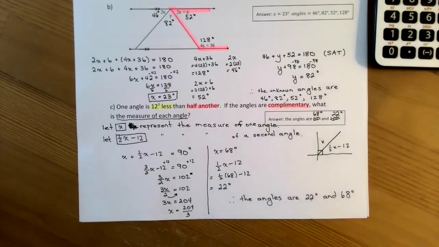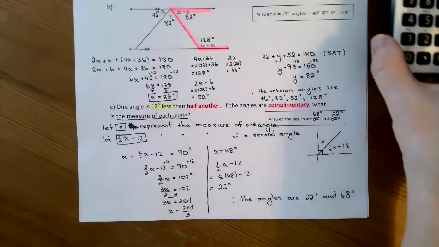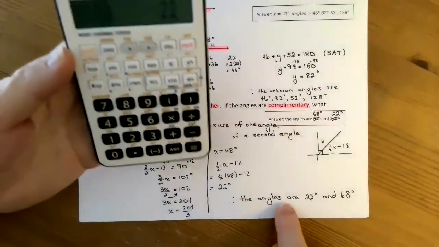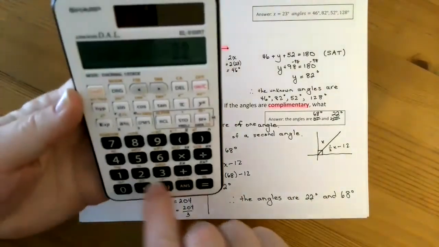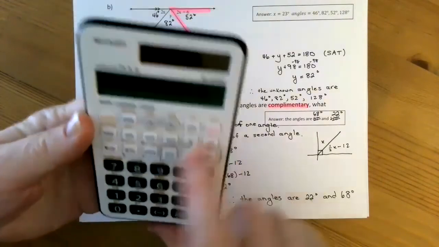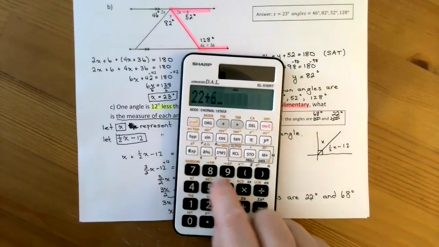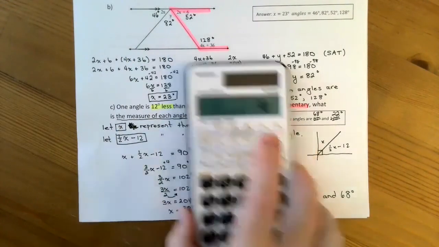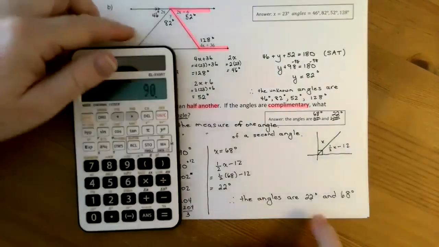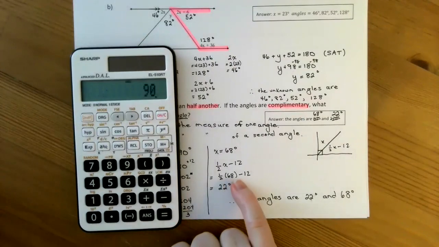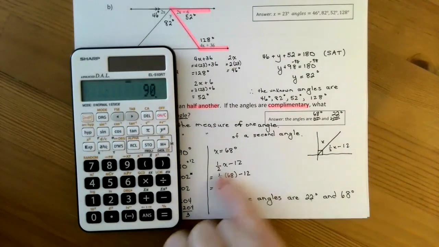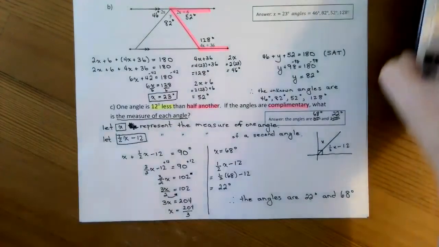And we can always check to make sure we've got the right answer. Why don't we do that really quickly? We know that they're supposed to add up to 90. So 22 plus 68, I get 90. So that meets the criteria.